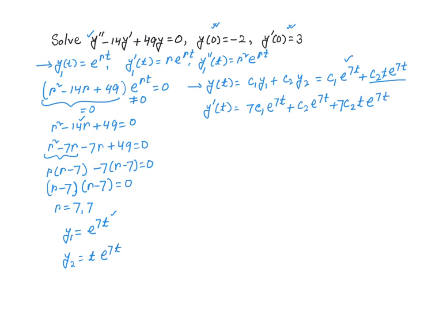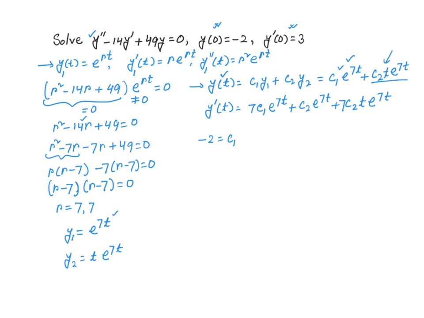So if y of 0 is equal to -2, in this equation I'll put -2 on the left, and on the right is going to be c1 plus 0, because this term is going to go to 0 because of this t. So c1 is equal to -2.